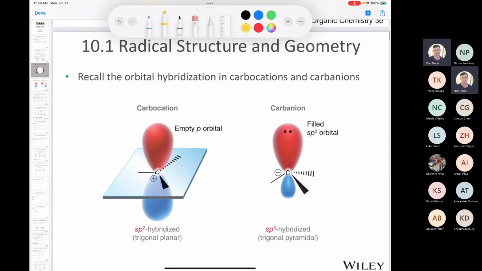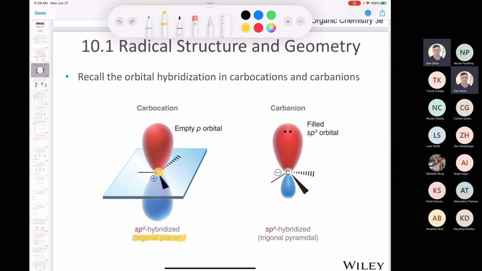It says, recall the orbital hybridization in carbocations and carbanions. This is just a little bit of review. It goes all the way back to your Gen Chem days, really. If you have a carbocation, a carbon with a positive charge, it has an empty p orbital, right? Then you have 1, 2, 3, of course, sp2 hybrid orbitals, but it's got an empty p orbital, and thus the molecular geometry of the carbon in a carbocation is trigonal planar. It's flat. That's why they have this kind of piece of glass drawn here, just to show that it's flat. Flat as a pancake. That's the molecular geometry.